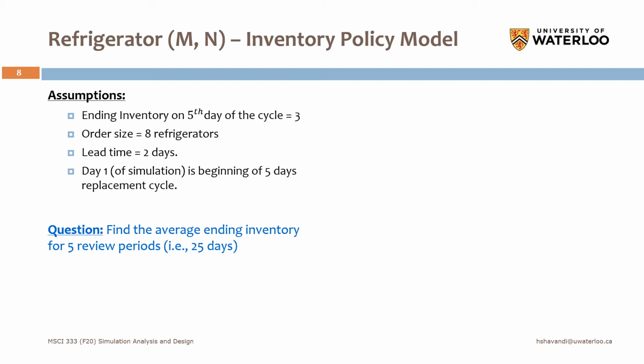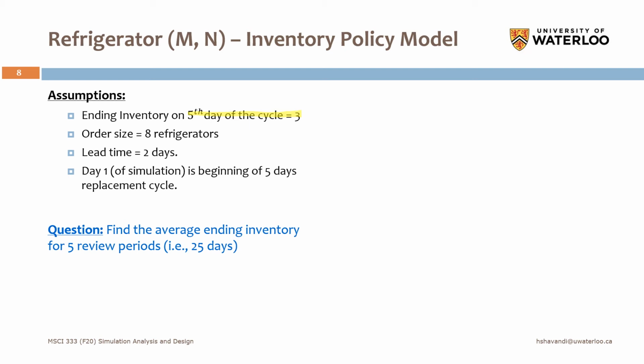So here we have our assumptions. Ending inventory on the 5th day of the cycle is 3. This means for the initial status, when we are going to simulate the system from time 0, this time 0 will be the end of the previous cycle, I mean the 5th day, right? And we assume that the ending inventory in the previous cycle is 3. So in the initial status for the system, we assume that we already have 3 refrigerators in our inventory, okay?